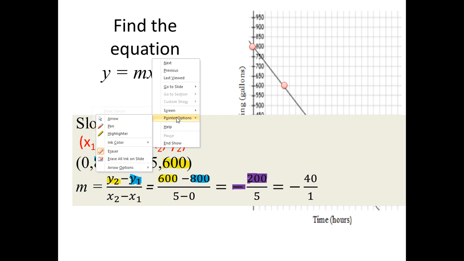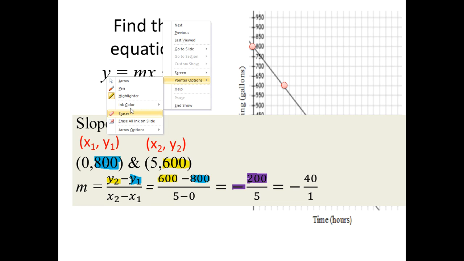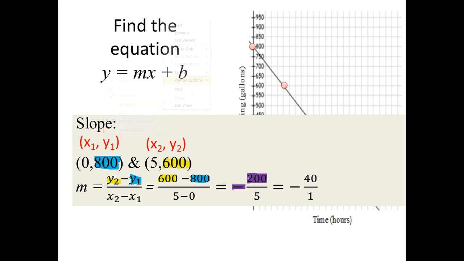All right, I'm going to look at my x values. My x2, here it is. It's 5. And then I'm left with my x1. x1 is 0. And here it is. So 5 minus 0 is just 5. So then in my calculator, I said 200 divided by 5 gives me 40 over 1, or just 40.